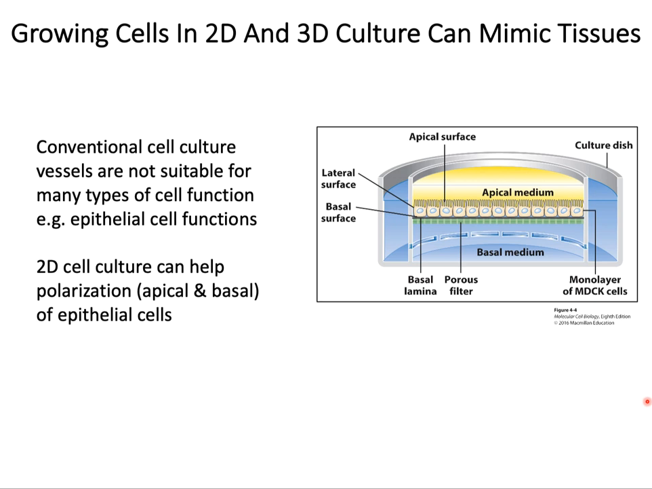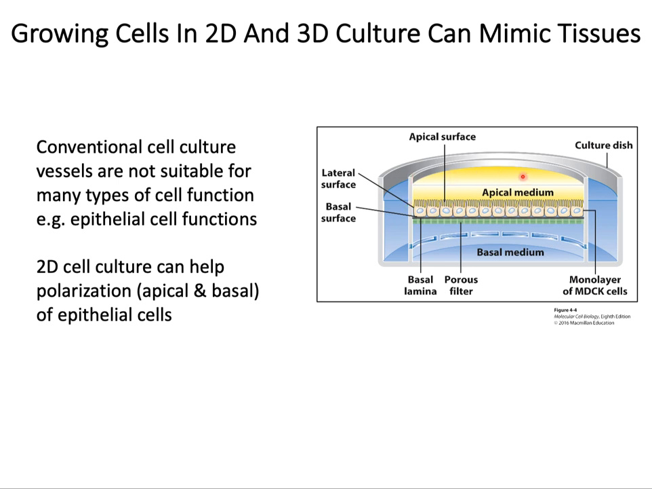So to culture these polar cells, 2D and 3D culture systems have been developed that can mimic the tissue space in the body like this. In this above picture, these MDCK, which is Madin-Darby canine kidney or dog kidney cells, are being grown on a specialized container in a monolayer or single layer.